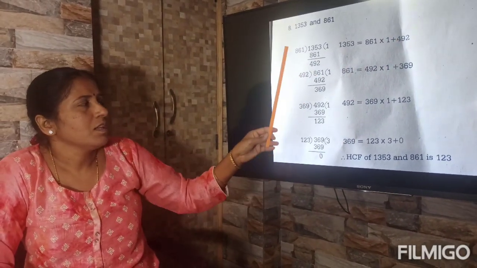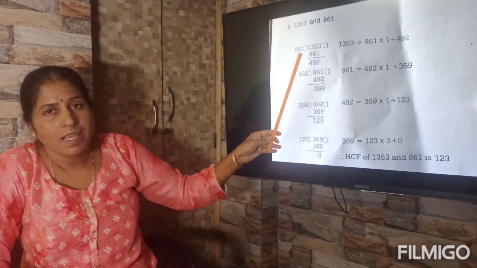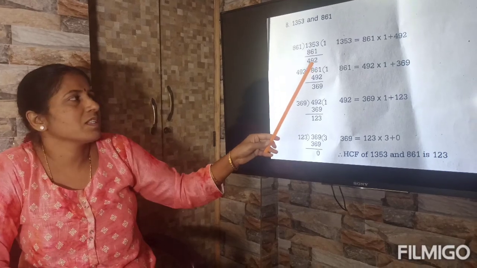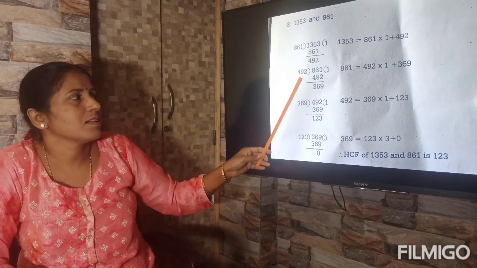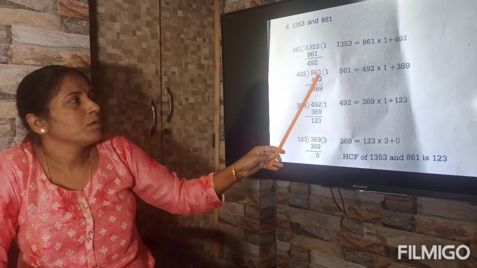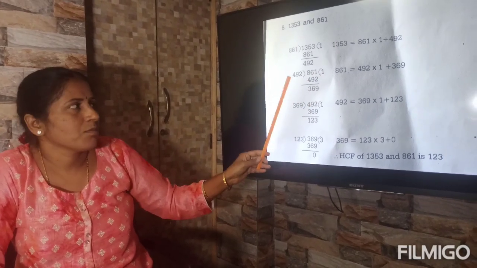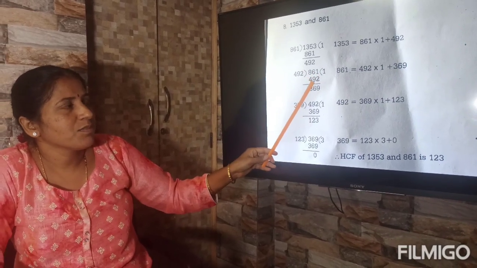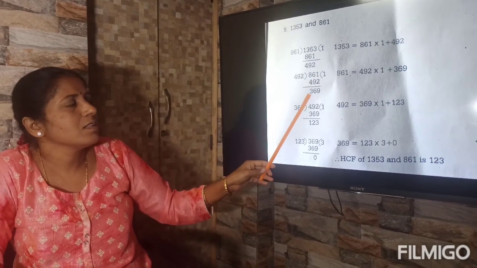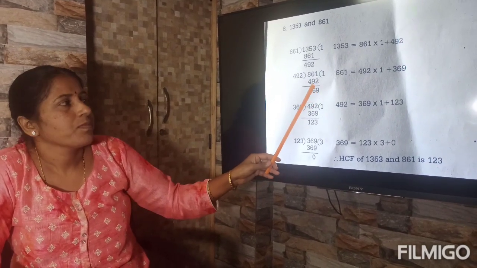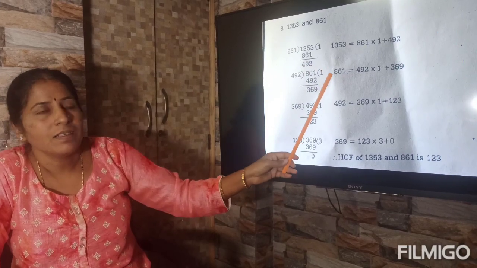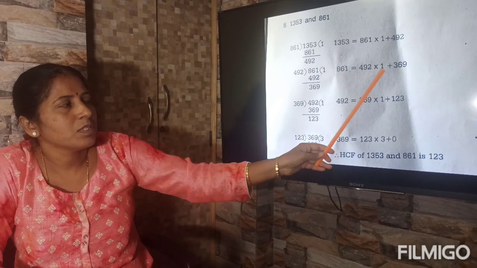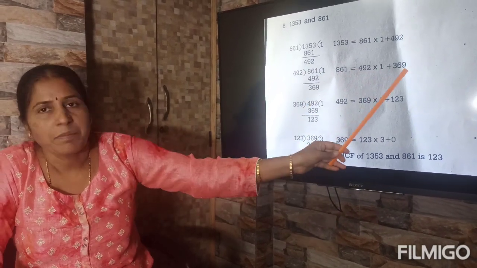Okay. Next step, what was the divisor, that we have to take here as a dividend, and what is the remainder in the previous step, that we have to take as a divisor. Then 492 1s are 492, and then we have to subtract 492 from 861, we will get 369. That we have to write: dividend is equal to divisor into quotient plus remainder.